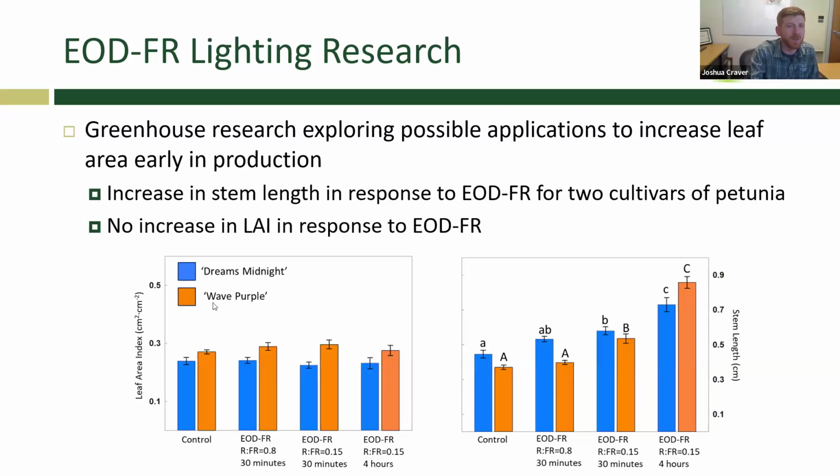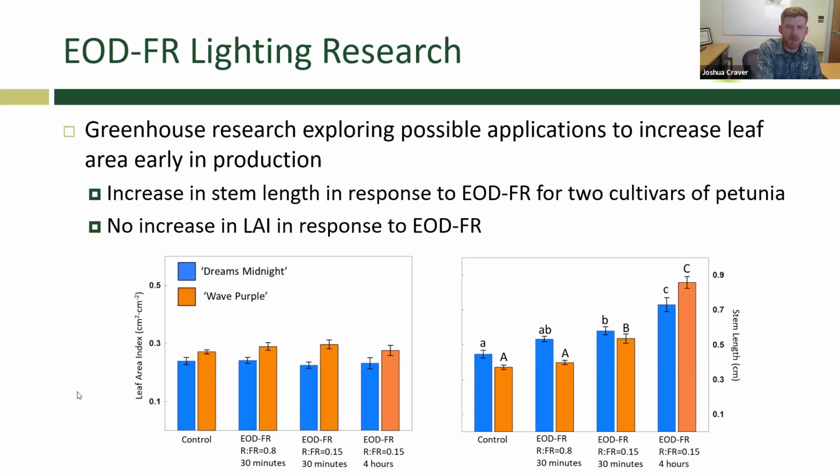Unfortunately, though, from the study, so there's the Dreams Midnight and the Wave Purple. Unfortunately, we didn't see an impact in terms of leaf area index. We saw a lot of stretching as those plants were stretching under that perceived low red to far red ratio or perceived canopy that they believed they were under. But in this case, we didn't see an expansion in terms of leaf area. Across the board, it was not significant.